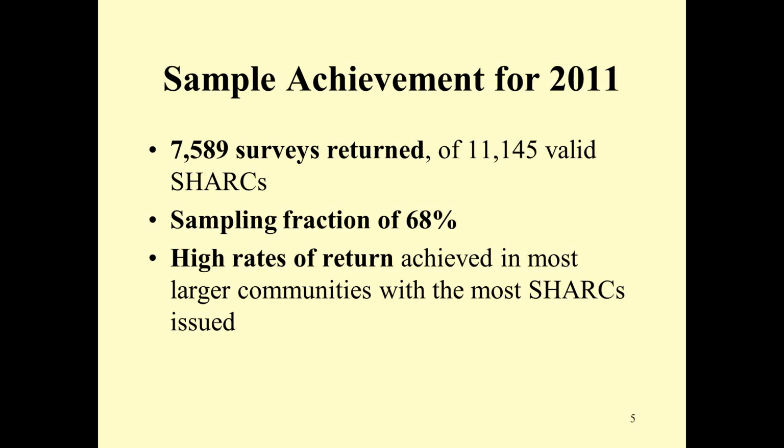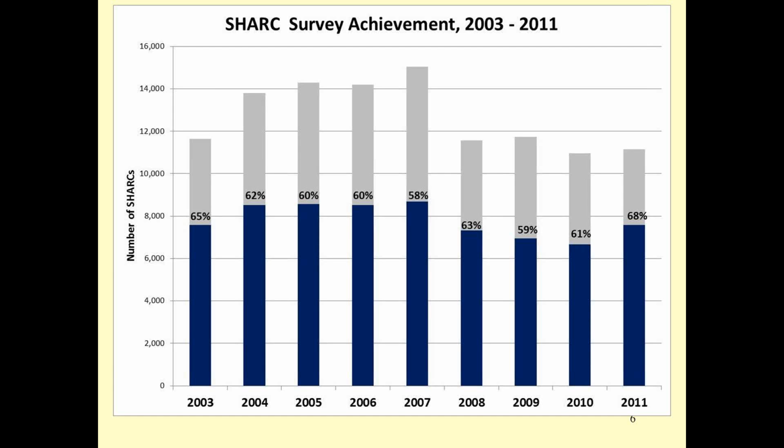For our sample achievement for 2011, we had about 7,600 surveys returned of the 11,145 SHARC holders. That's a sampling fraction of 68%, and as detailed in the full report, we achieved high rates of return, 70% or more, in most of the larger communities with the most SHARCs issued. As for the trend in survey achievement, 68% for 2011 was the highest return rate that we've had in the 9 years. This graph shows the total number of SHARC holders for each study year. That's the total bar, and then the dark portion of the bar is how many surveys we got back. The long-term average is 62%, but it was 68% in 2011.